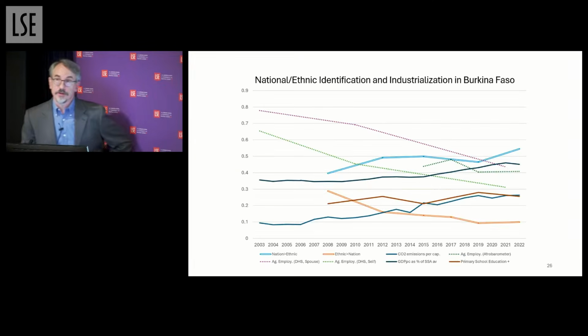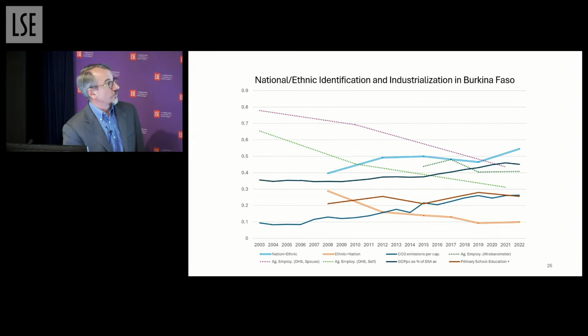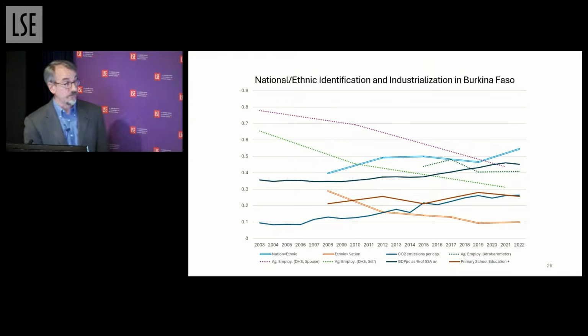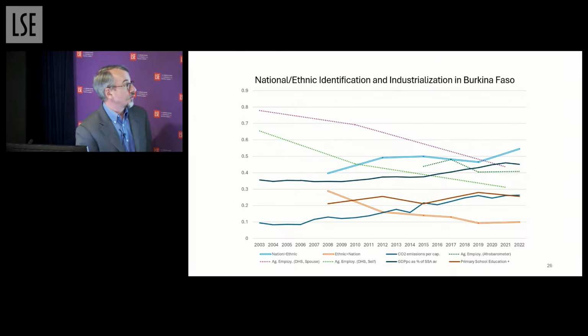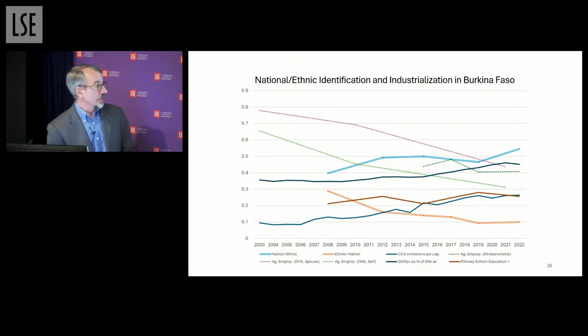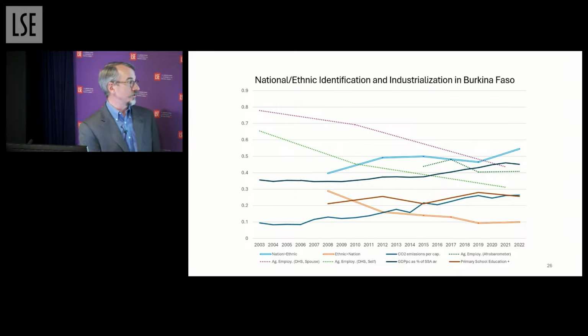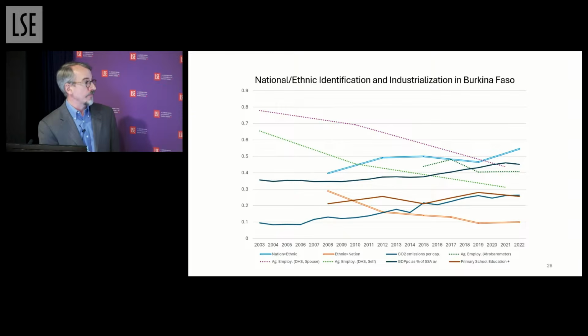In terms of the data, this is just to show you what it looks like. Here we have rising national identification over time in Burkina Faso. Here we have declining ethnic identification over time. This is data from the Afrobarometer. I put up some measures of industrialization. Here, this is carbon emissions rising over time, in tons per capita. Here is GDP rising over time.